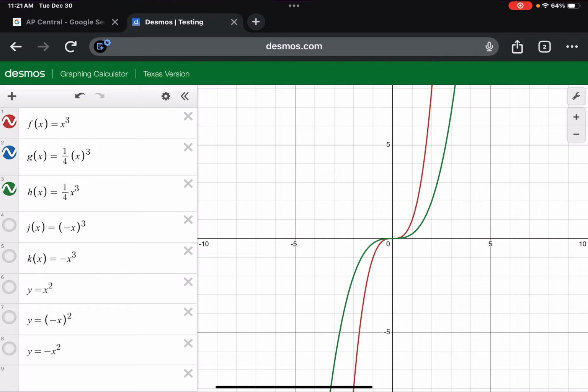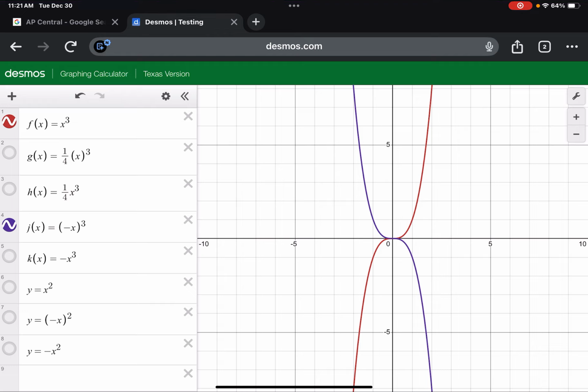Okay, so let me turn off the blue and the green. So again, here's our parent function. What happens if I multiply my x variable by a negative? Like at this purple graph. And remember, anytime you multiply your x variable by a negative, those x values reflect across the y-axis.